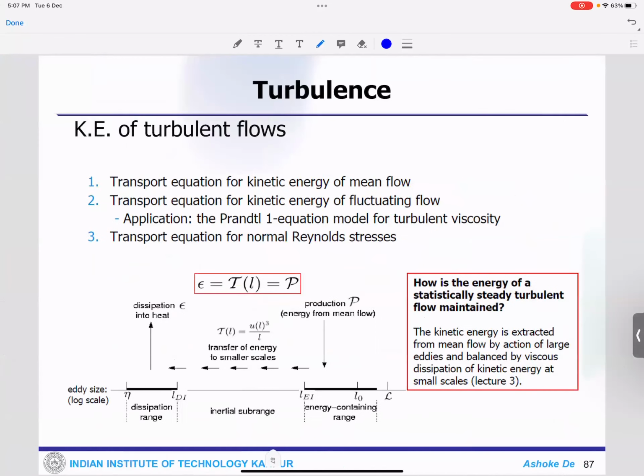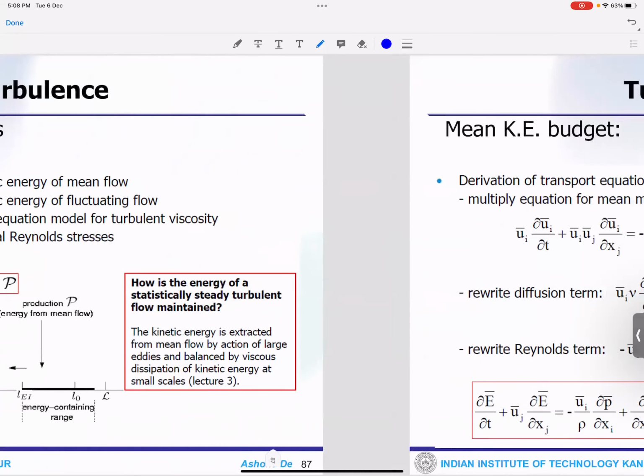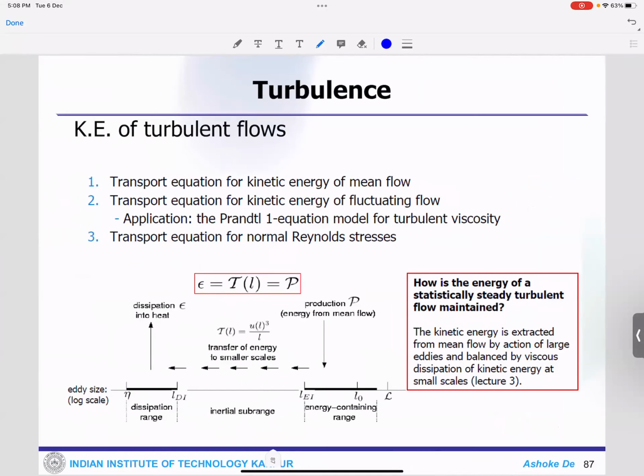Now, kinetic energy of the, okay, I can start from here. Is there any question? So maybe I'll stop, and then in the next session, I will continue from here. Anybody has any question?